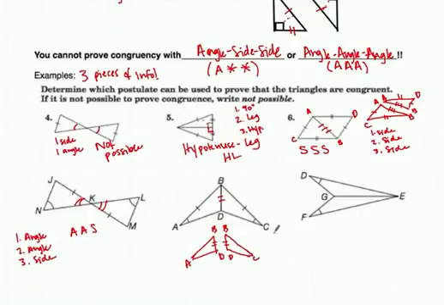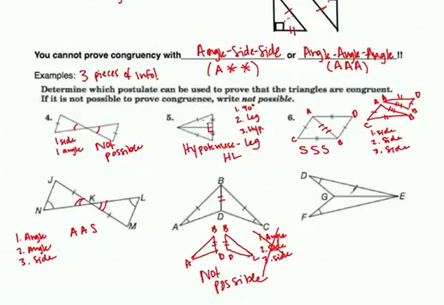Now, on this one, I have information about an angle and a side and a side. Now, notice that this angle is not in between these 2 sides. It is an angle and then a side and then a side. So, think about what my abbreviation would be. This is not one that I can have. So this one is not possible because I can't prove that 2 triangles are congruent by ASS.